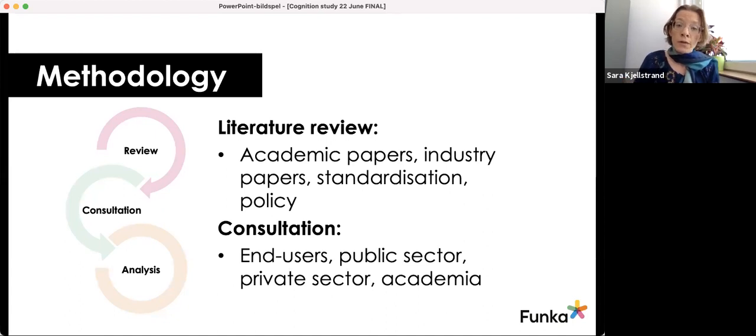So we first do the review, and then we have the consultation to see what we missed, basically, in the literature review, and to also get the input from stakeholders on what the research findings are. And then in the end, we do analysis where we look at both what we found in the review and what the stakeholders say.